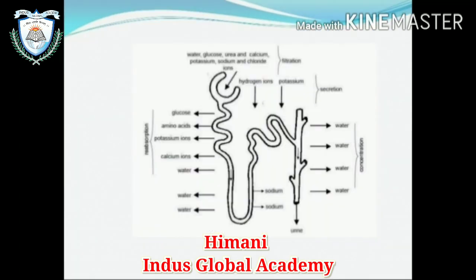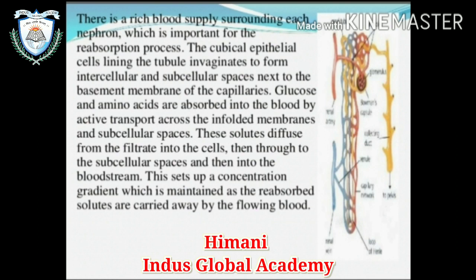So in this picture you can see the PCT, DCT and CD. After that, there is a rich blood supply surrounding each nephron, which is important for the reabsorption process. And the cubical epithelial cells lining the tubule invaginate to form the intercellular and subcellular space next to the basement membrane of the capillary. Now the glucose and amino acids are absorbed into the blood by active transport, across the enfolded membrane and subcellular spaces.